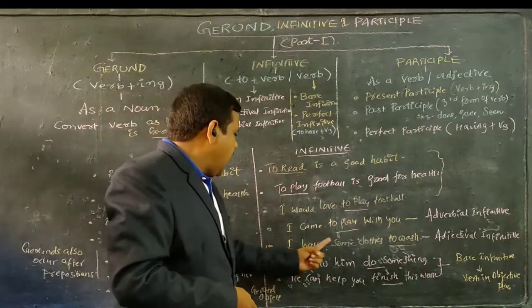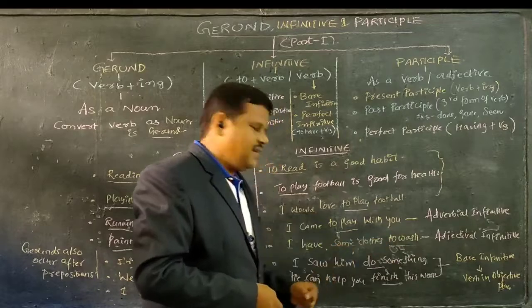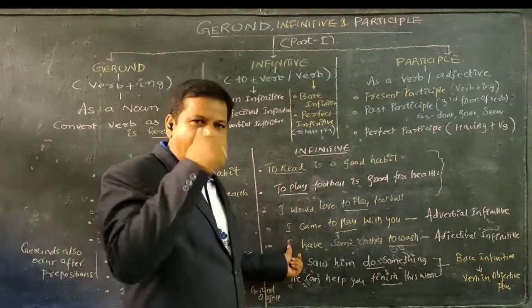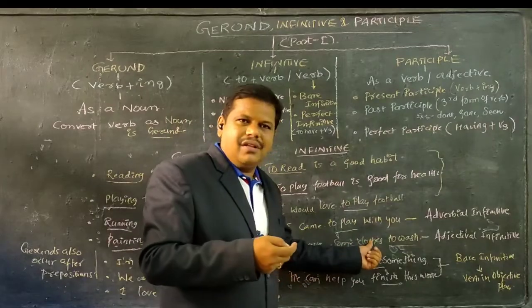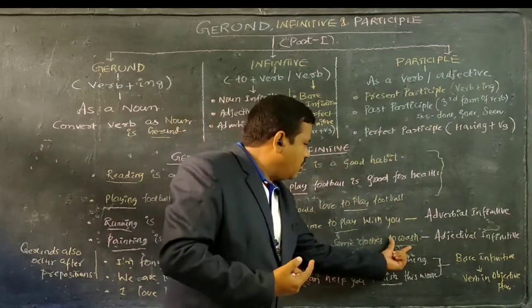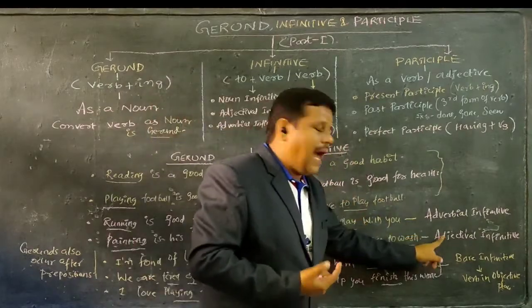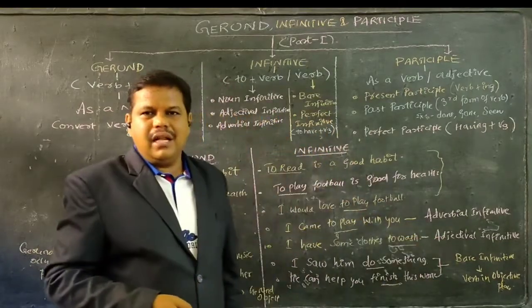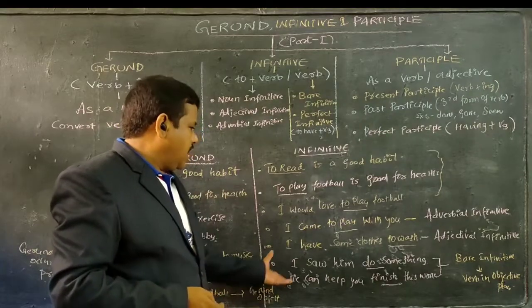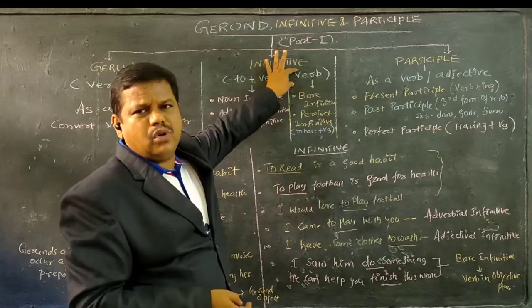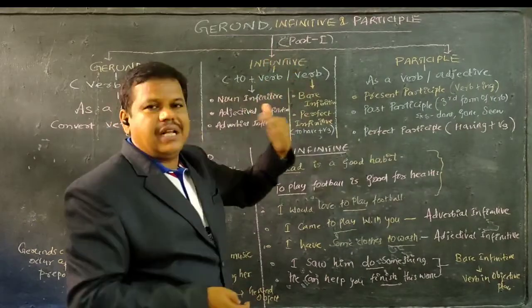Now, the last one, the third one. See this: I have some clothes to wash. We are talking about a person called I. So, I have some clothes to wash. Here, to wash is in the form of to plus verb. So this is called an adjective infinitive. Now let us see this one. This is very important, students. Most of the books cause you confusion here.